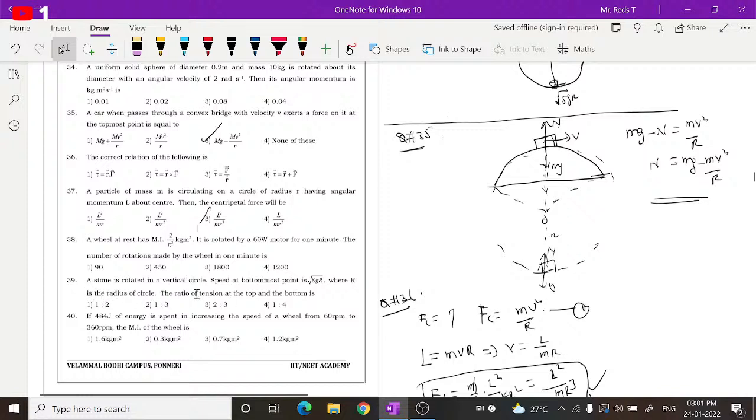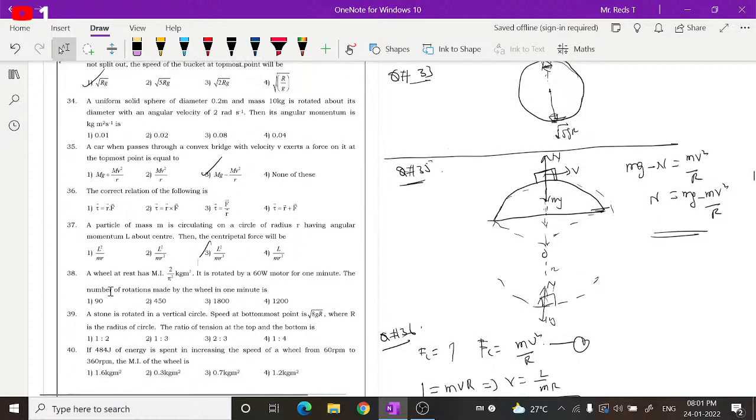See here, a stone is rotated in a vertical circle. The speed at the bottommost point is root 8gr. Usually, if it is root 5gr, which is the minimum required, then it completes the vertical circle. If it has root 8gr, it will complete the vertical circle. If at the bottommost point the speed is root 8gr, where r is the radius of the circle, find the ratio of tensions at the topmost point and the bottommost point. What will be the expressions for tensions at the topmost and bottommost points?